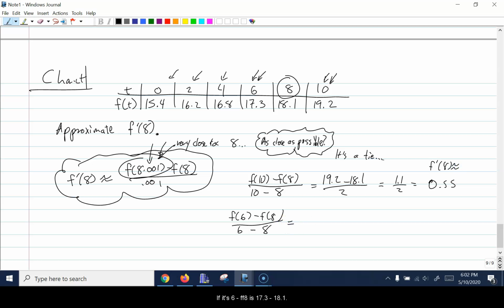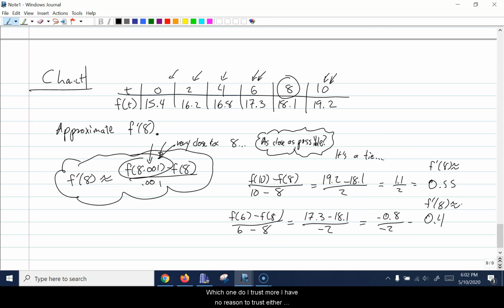f of 6 minus f of 8 is 17.3 minus 18.1, divided by negative 2. What is that? This is negative 0.8 divided by negative 2. The negatives cancel and I get positive 0.4. So this computation says f prime of 8 is about 0.4.